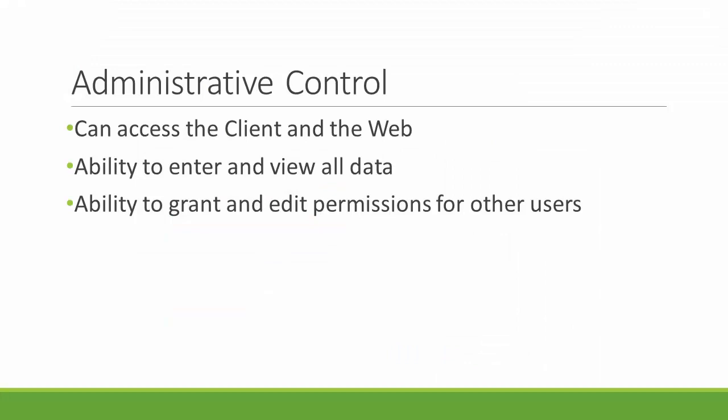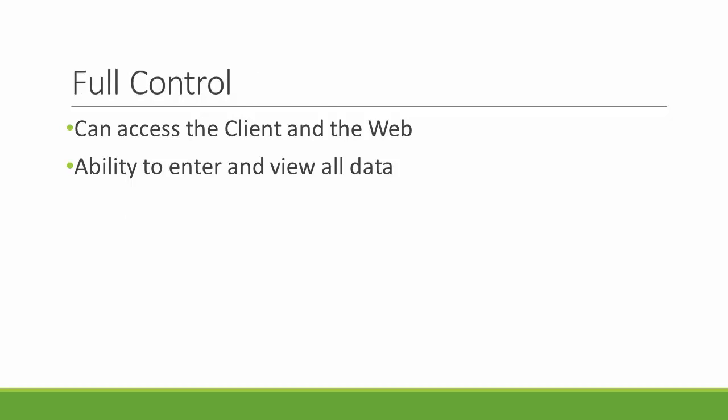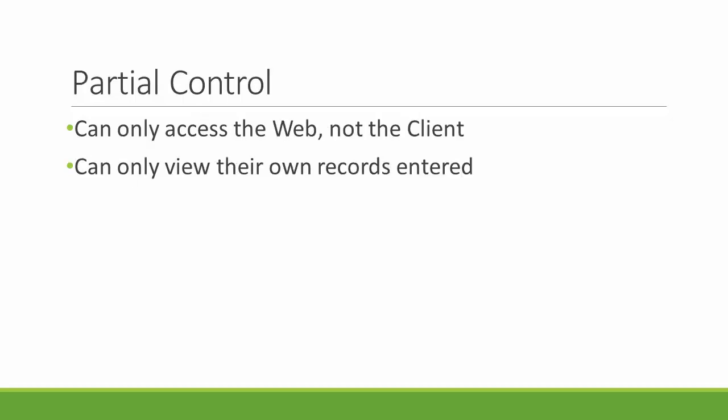Administrator access is like full control, however, they can grant and edit permissions for other users as well. Full control gives the user access to all data and can enter all records. Partial control gives users only access to the website and can only see the records that are created by them.